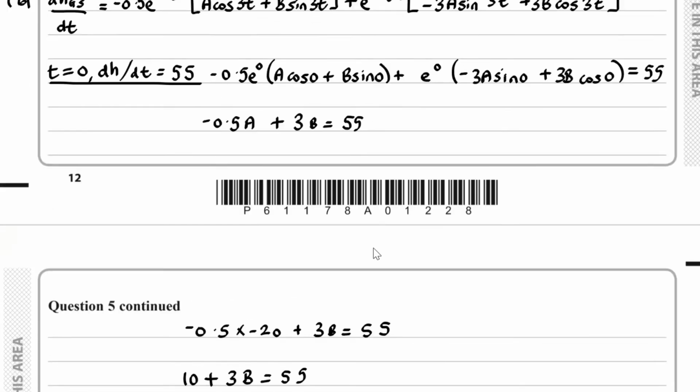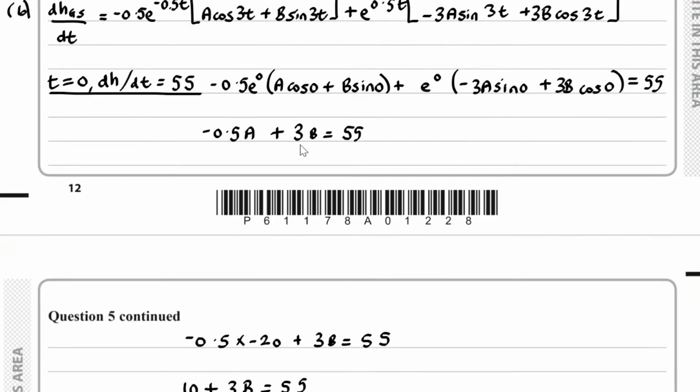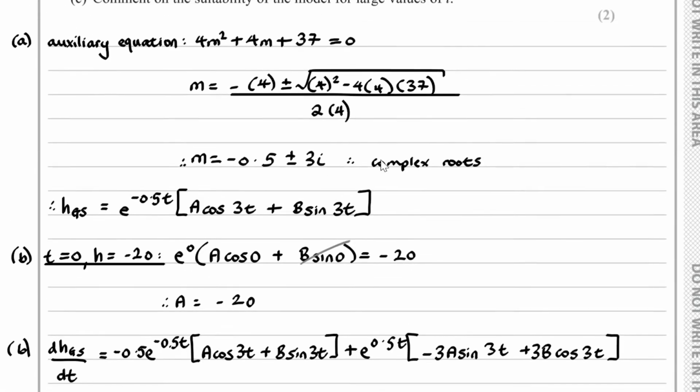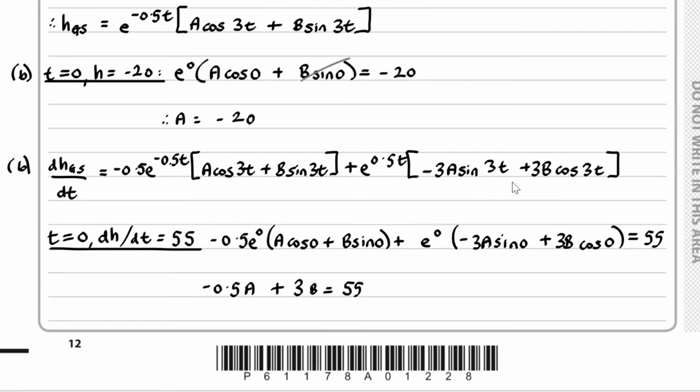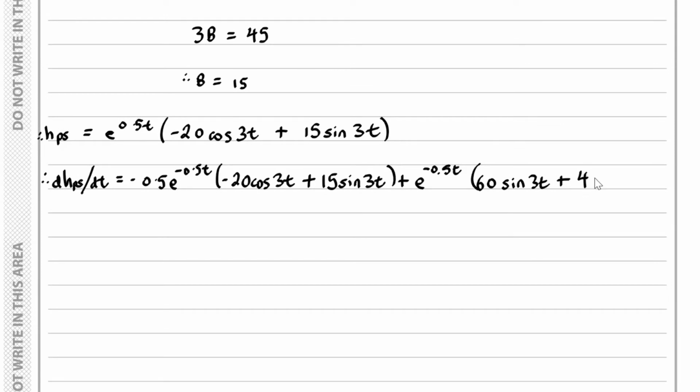lots of, well, here if you go back, we have minus 3a, so we have minus 3 times by minus 20, so that's positive 60. So we have plus 60 sine of 3t, and then we have 3b as well somewhere. So we have 3 times by 15, which is 45. So we have 45 cos 3t.